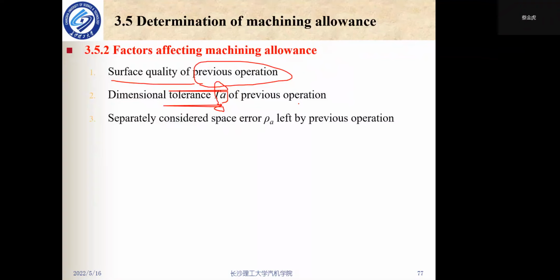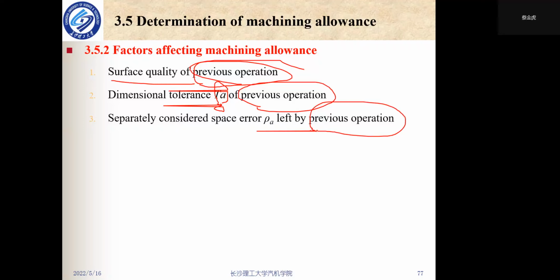The second factor is the dimensional tolerance of the previous operation. So the three factors all concern the previous operation, which means the previous operation has significant influence on the current operation.